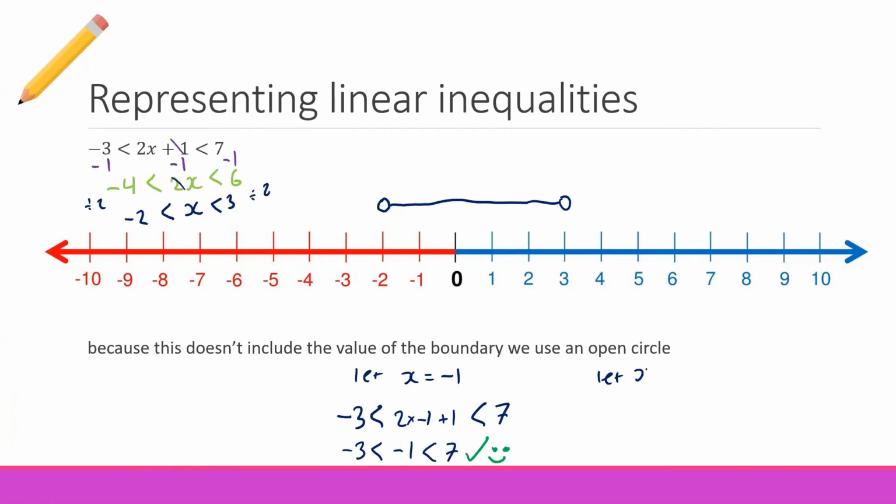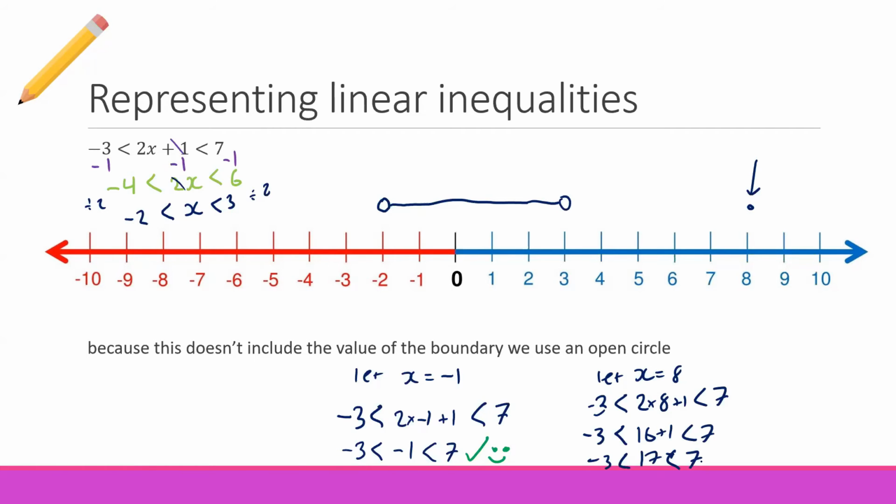So let x equal 8. So 8's over here, right? That's completely out of this range. So let's check to see if this works. -3 is less than 2 times 8 plus 1 is less than 7. 2 times 8 is 16 plus 1. -3 is less than 17 is less than 7.